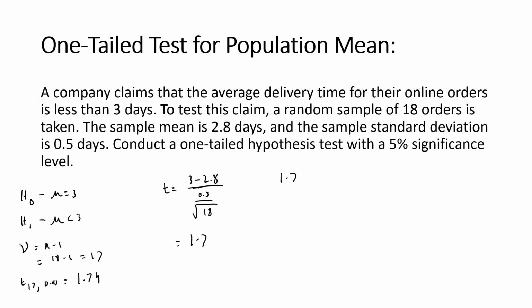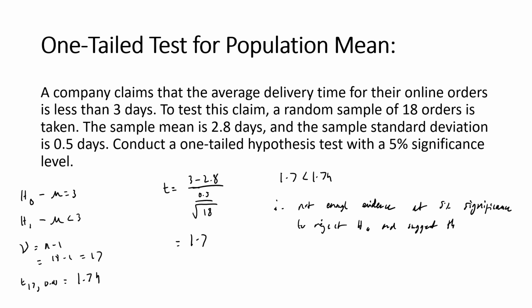1.7 is less than 1.74. Therefore, not enough evidence at 5% significance to reject H naught and suggest the average delivery time for online products is less than 3 days.